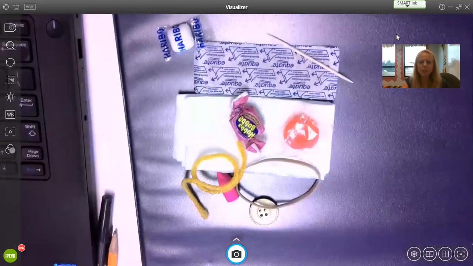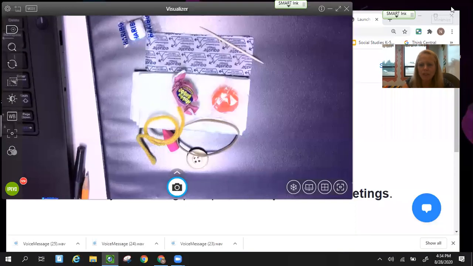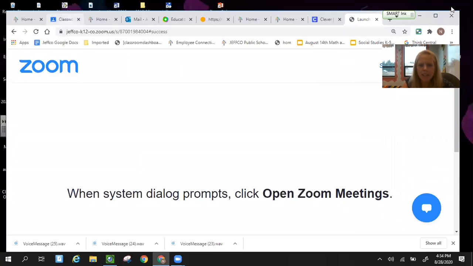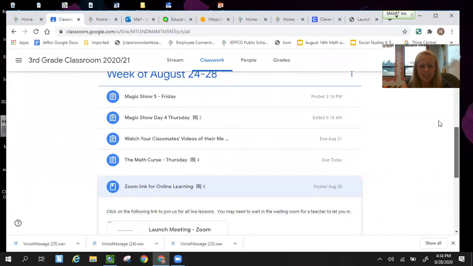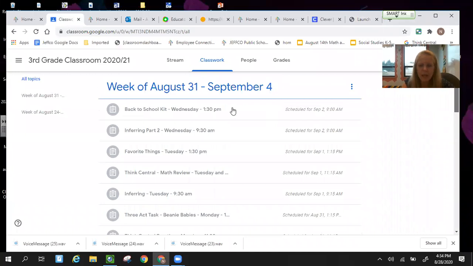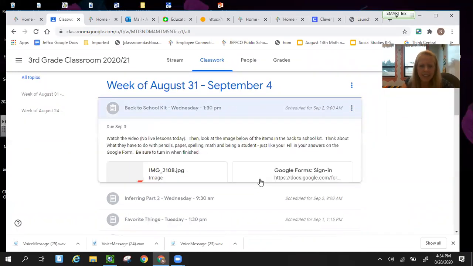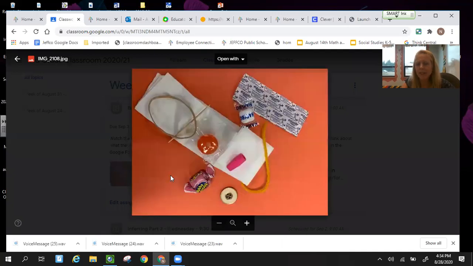And again, when you go to your Google Classroom, you'll have a Google form that's going to ask you to write a short answer. What does this have to do with being back in school? How can it relate to school and reading and writing and math and being with peers and collaborating? So be thinking of that. I'm going to close my screen and show you where you'll find that assignment. When you go to your Google Classroom, it will be called the Back to School Kit, and it's for Wednesday. Here's an image I uploaded with a picture of all the items in the Back to School Kit that we just went over.